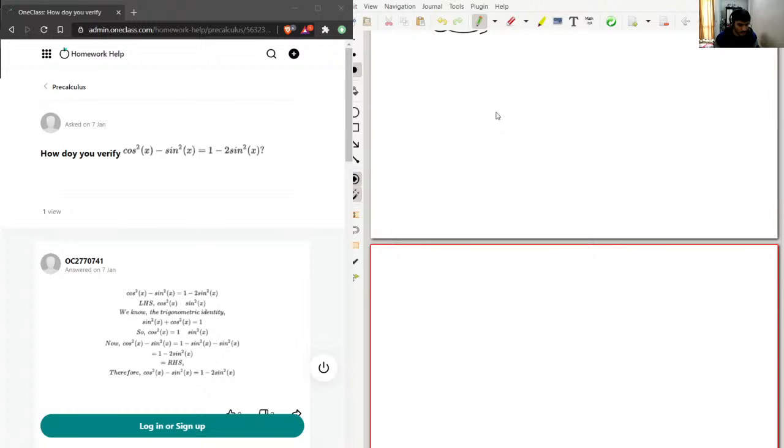I have question number 2. How do you verify cosine? I'll go with red color. How do you verify cos square x minus sine square x equal to 1 minus 2 sine square x? So: cosine square x minus sine square x equal to 1 minus 2 sine square x.